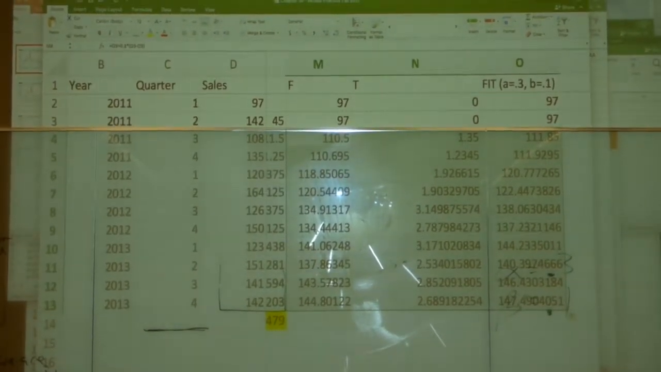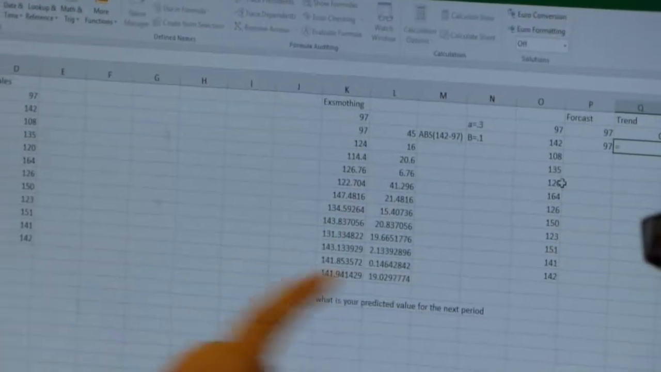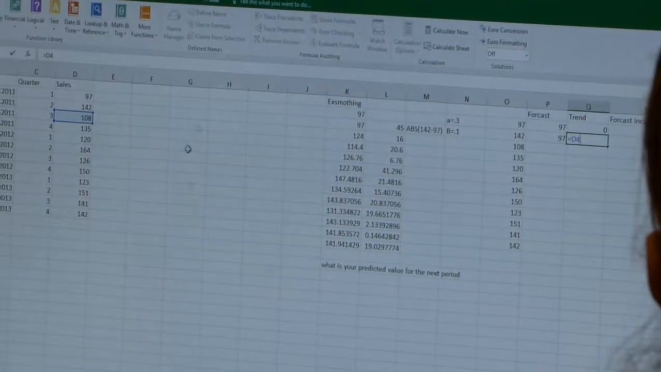Do your numbers look like mine? Yes. Yes. So you're one row off of what I have. You're one off. All right, and I added a 13th row.